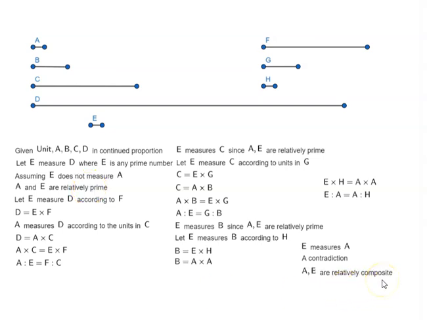Suppose A and E were relatively composite, because they are not relatively prime. Since they are relatively composite, some number is going to measure these two numbers. But we know E is a prime number, and a prime number is not measured by any other number except by itself. So no other number can measure E, which means that number has to be one of these. Anyhow, A can't measure E since E is a prime number. So E measures A.